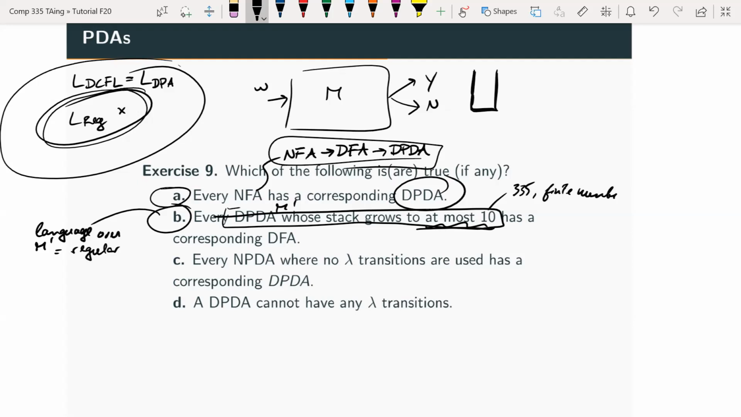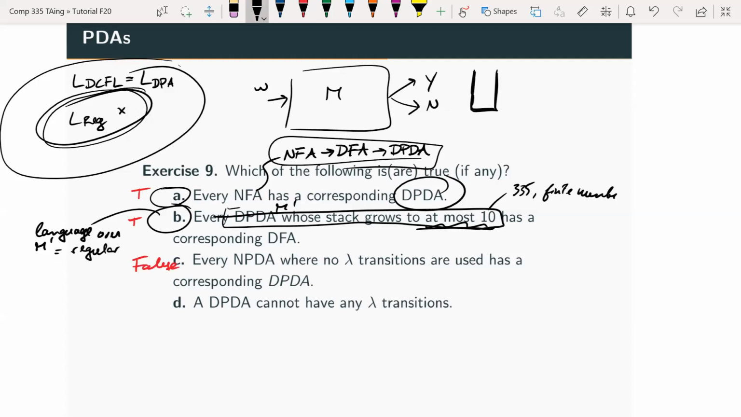For C, we have the statement that every NPDA where no lambda transitions are used has a corresponding DPDA. If you know the definition of a DPDA, this is immediately going to be false.